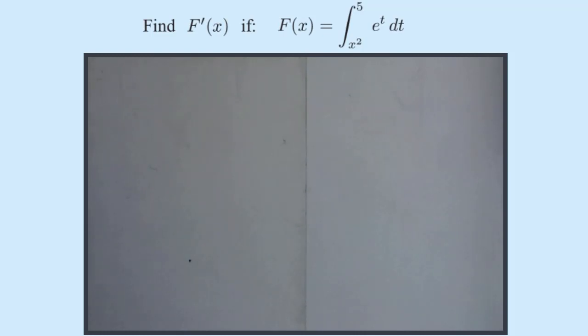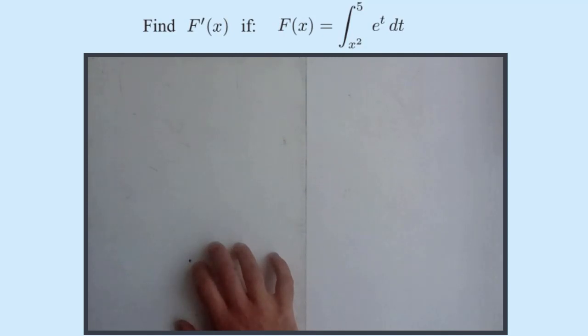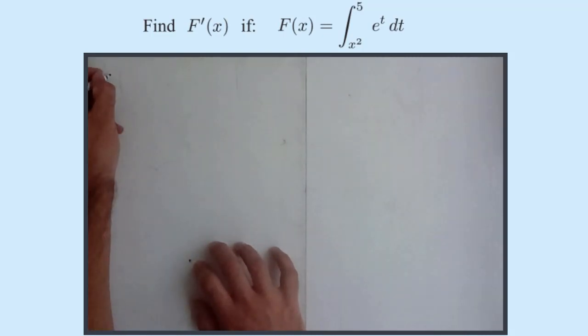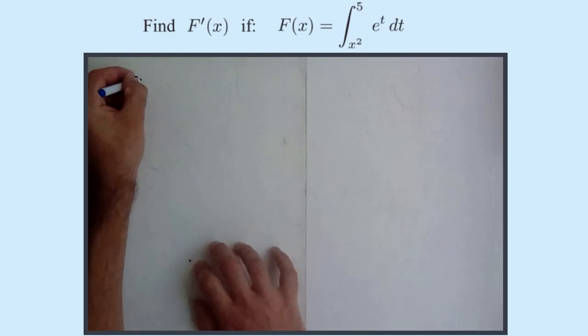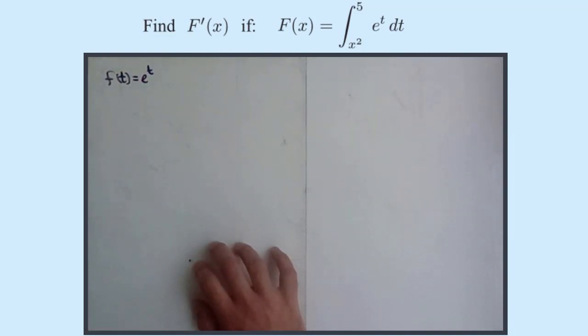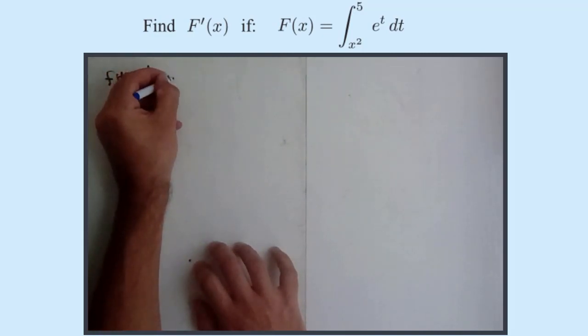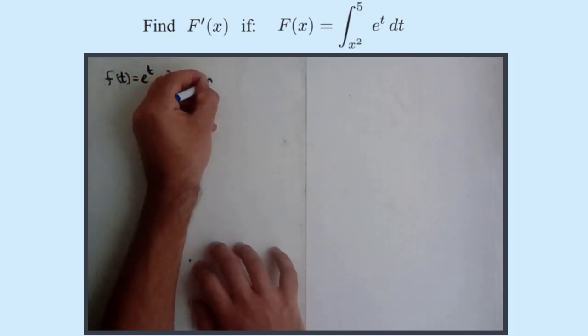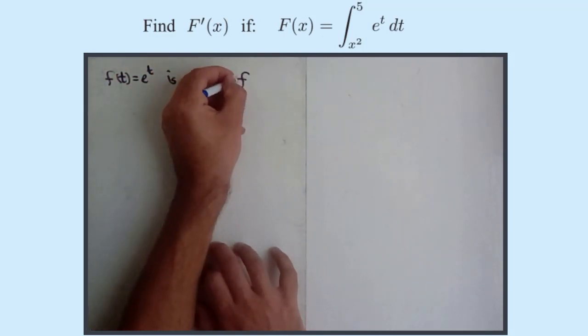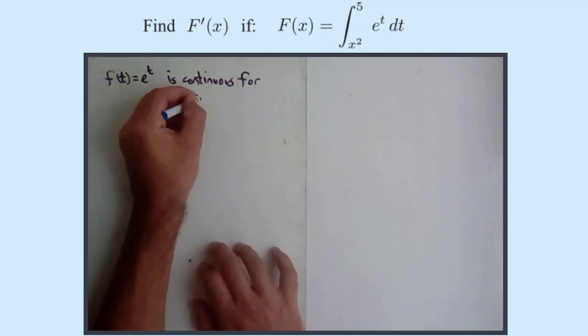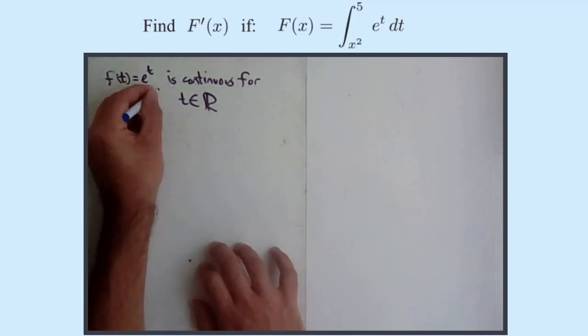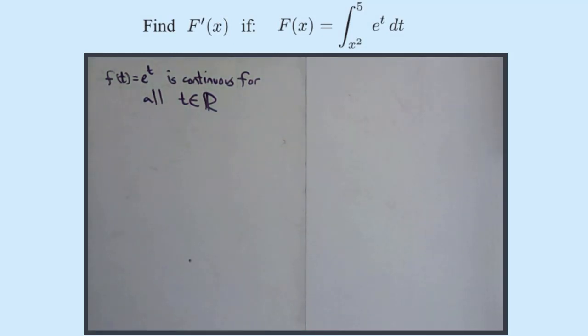This is all about the fundamental theorem of calculus, which says that if f is continuous on the closed interval between a and b, when I say f, think of f as being f of t. So f of t in this case is e to the t, which is continuous for all real t. Okay, so that's a good start. And then that means that the fundamental theorem of calculus is applied.